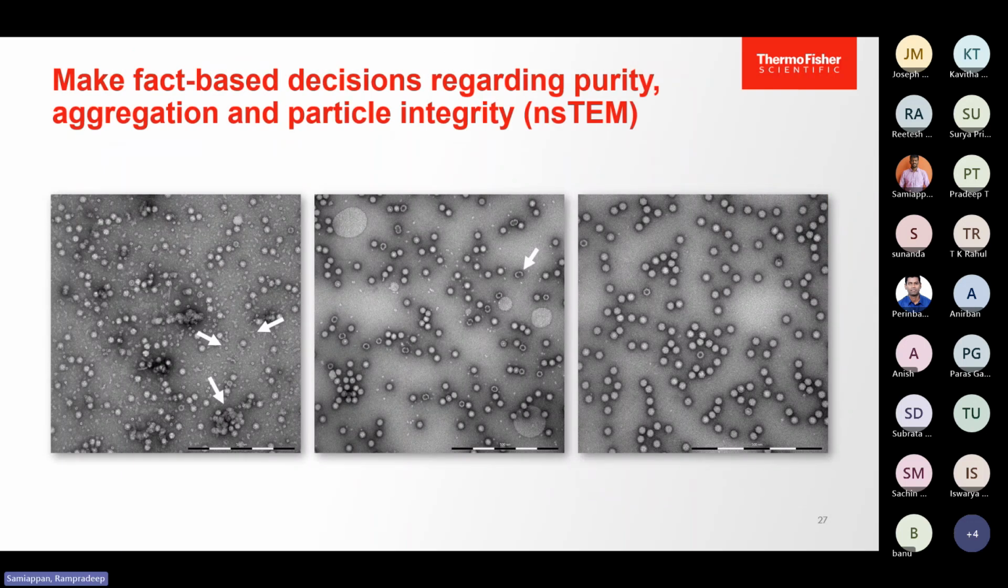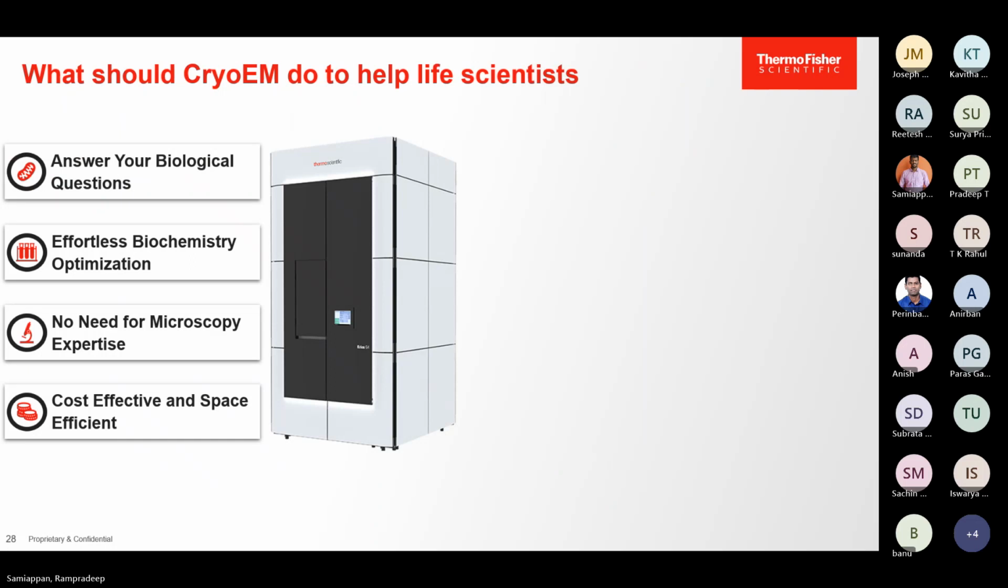And the main advantage in NS-TEM is you can quickly screen the samples, and you can quickly judge how your samples look like. So the judgment of how the samples look is a very quick and convenient process, I would say. With this aspect, then we will move on to cryo electron microscopy.